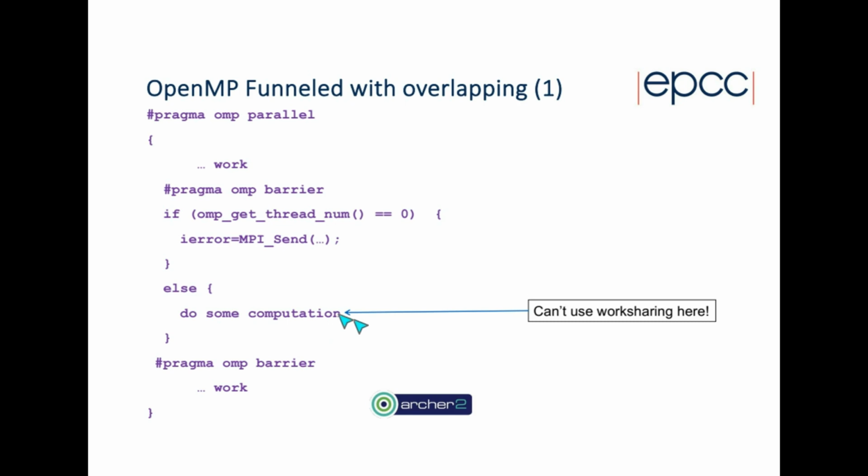If you've got loops inside here, then you'd have to schedule them manually rather than using work sharing. Tasks would work. That would be a possibility. Tasks have overheads. You also lose data affinity with tasks. You're basically losing control over which threads are doing what computation. So tasks are a possibility, but they also have their downsides.